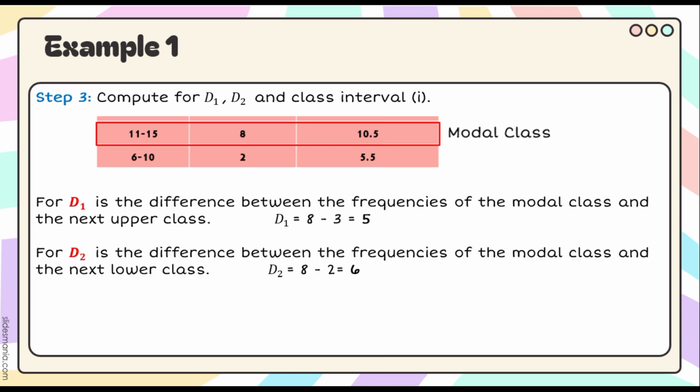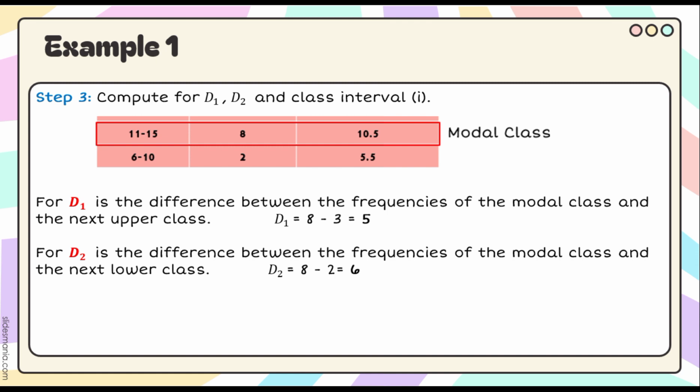For D sub 2, we have the difference between the frequencies of the modal class and the next lower class. So D sub 2 is equal to 8, which is our modal class, minus 2, which is the lower number of our modal class. We have 2, right? So 8 minus 2 is equal to 6.